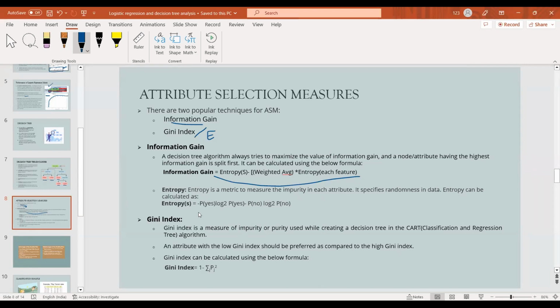Similar to the Gini index, that is also a measure of impurity. So it is said that we should take that feature which has a minimum Gini index. That feature should actually be selected in a tree. So the entropy formula is minus P of yes. Yes is again a class, yes or no. So basically these are the positives. Then log of probability of yes, then probability of no, and then log of probability of no. And then coming to the Gini index, it is given by a formula of 1 minus P square. P is again the probability.